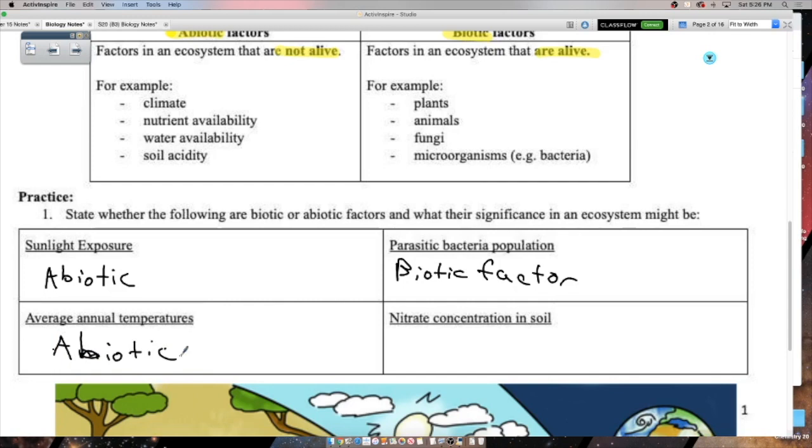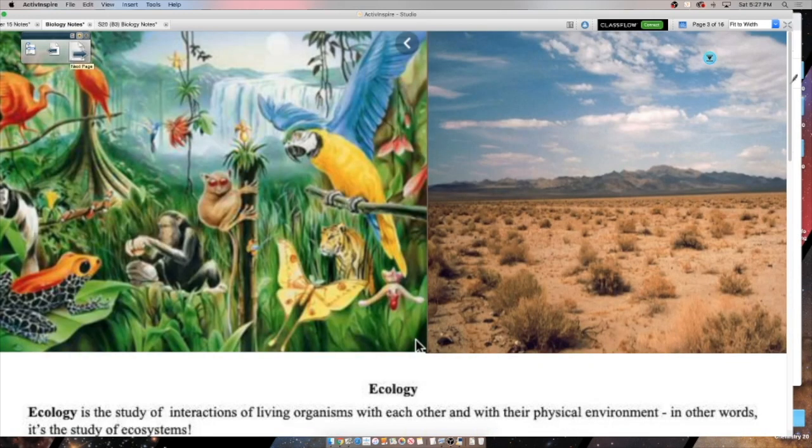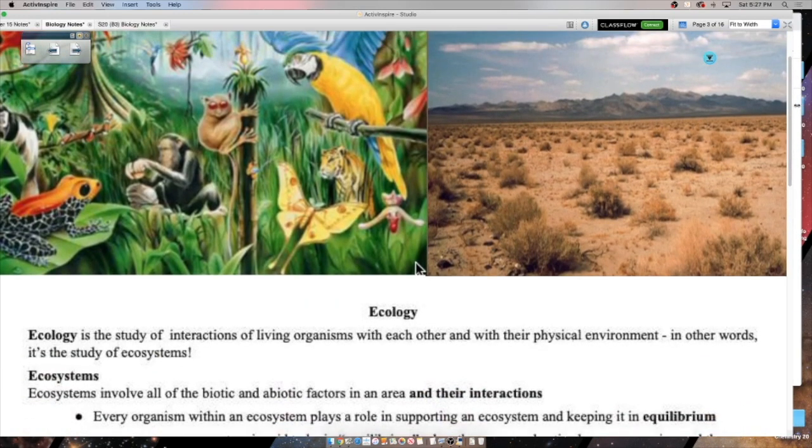And nitrate concentration. Now, nitrates, do you know what those are? They're little nutrients, right? When you buy fertilizer, it actually contains a lot of nitrates. We're going to talk about them later. Now, nutrients are not alive, right? Living things need nutrients, but the nutrients themselves are not alive. So this is an abiotic factor. Okay, last thing we're going to talk about for today is just an introduction to really what the first part of this unit is about, and that's called ecology.